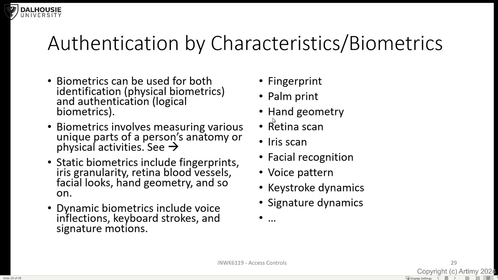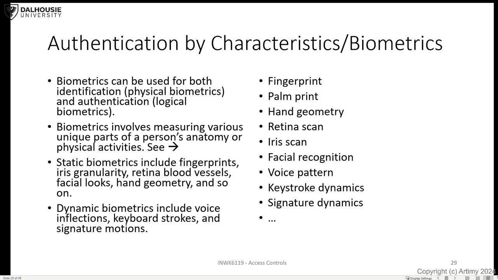All right, so biometrics, or authentication by characteristic, is something that doesn't need memory, nor do you need to carry anything with you. It's something that's built in, right? So examples: fingerprints, palm print, the shape of your hand, which is unique to you. The hand geometry is the shape of your hand; the palm print is the actual lines on your palm. Retina, your face, voice patterns. Sometimes the keystroke dynamics and signature dynamics.